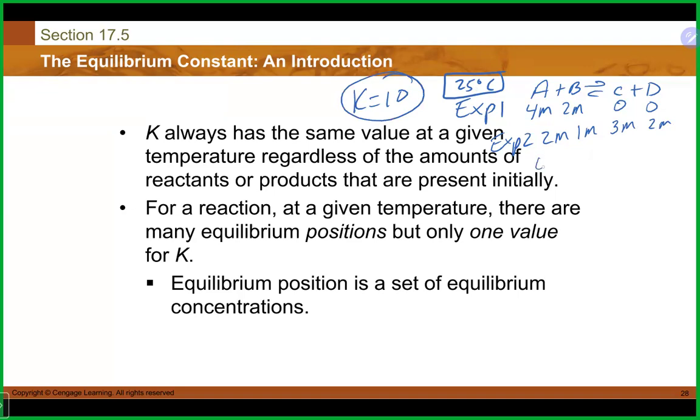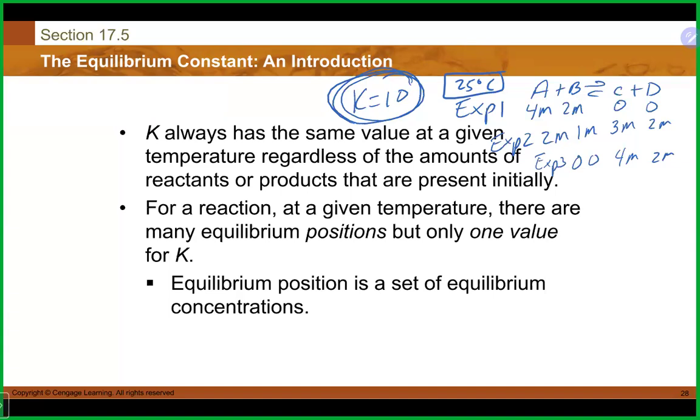Heck, I could even do a third experiment where I don't start with any reactants, but start with all products. And I could calculate my equilibrium constant, and it's still going to be 10. Now, you may be saying to yourself, how could that be if I started with different amounts in each of those experiments? How do I end up with the same equilibrium constant? The answer is a pretty simple one.